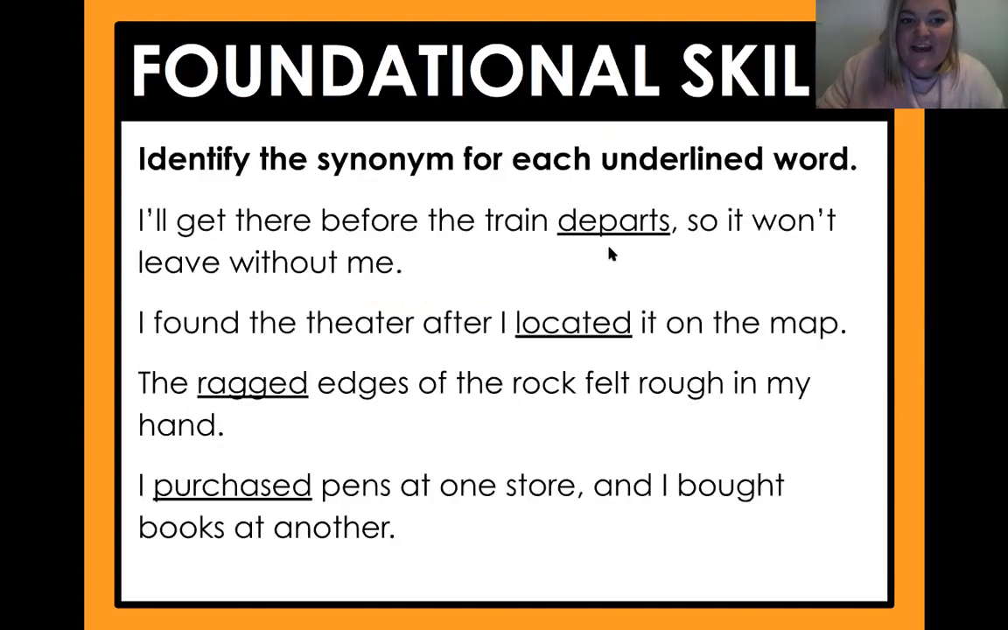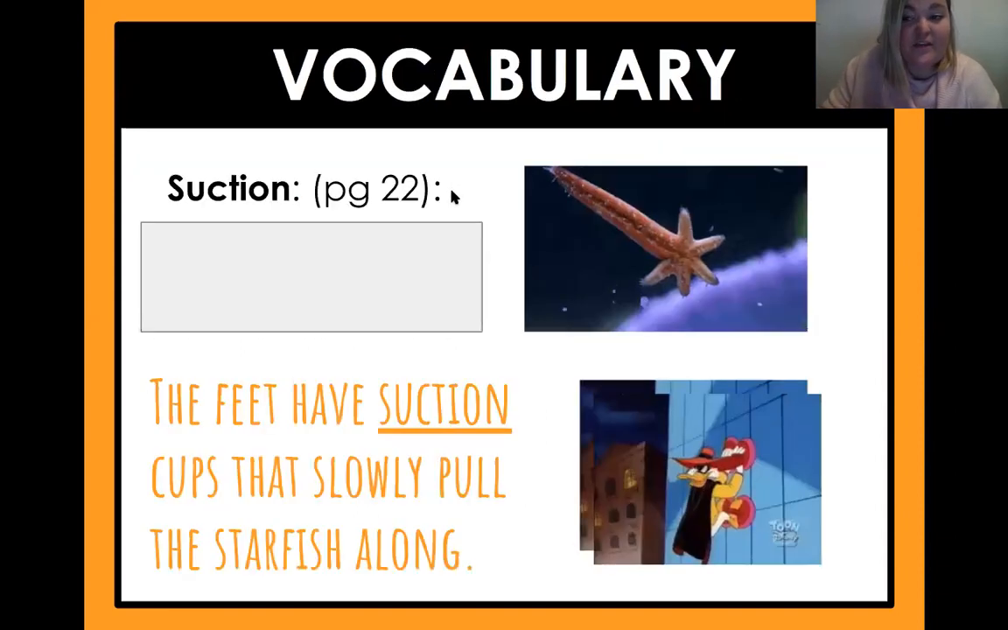So if we look at the activity you are going to be doing today, you need to identify the synonym for each underlined word. You're just going to read that sentence. We gave you the first word, and you have to find a word that means the same thing. It should be something you've done before, because you just did it with me.